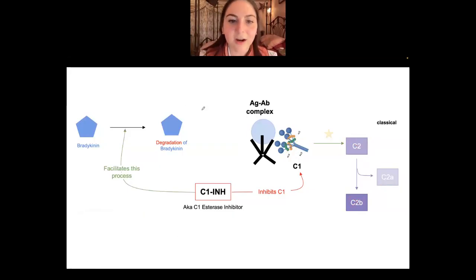But a side note of C1 inhibitor, and this is the clinically relevant part: C1 inhibitor facilitates the degradation of bradykinin into byproducts. C1 inhibitor does this, which is really strange. And again, it's going to come up as a clinically relevant tie-in. So C1 inhibitor, the normal role is it inhibits C1. We know that, it's in the name. But it also facilitates the breakdown of bradykinin in general. I guess I should have put an X over this or something. But it degrades bradykinin. It helps do that.